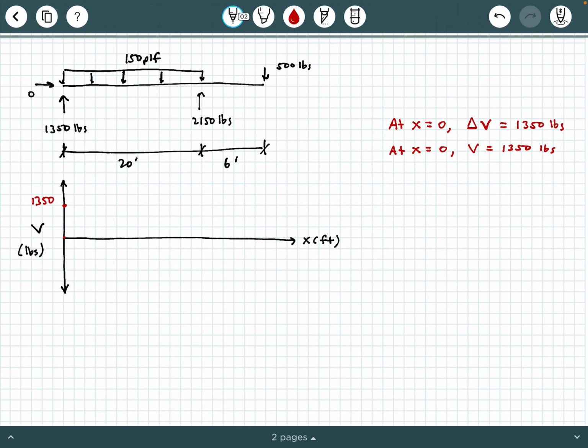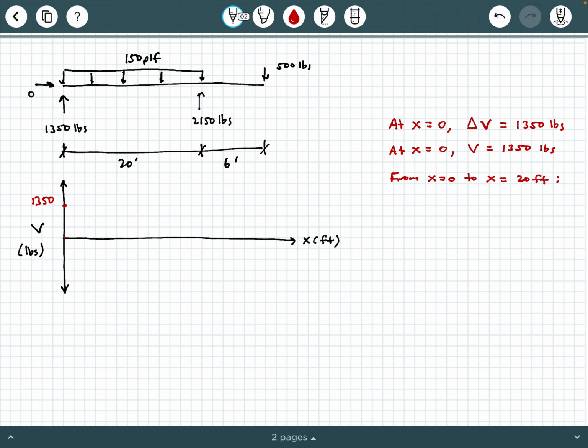Now, what do we do next? Well, we're going to ask ourselves, what is happening on this domain from 0 to 20 feet? From 0 feet to 20 feet, we have this uniformly distributed load that's pointing down, and that's going to cause a slicing effect through the beam at any given spot along that domain. So here's what I'm going to write next. I'm going to say from x equals 0 to x equals 20 feet.